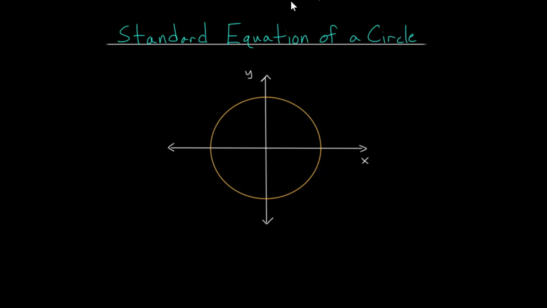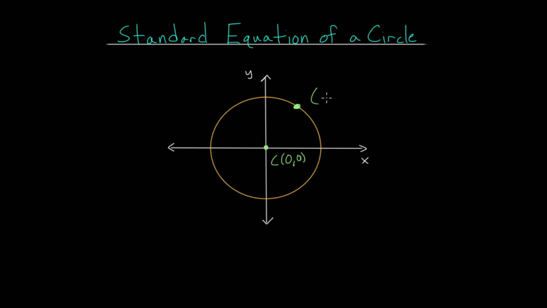In this video, I'd like to talk about the standard equation of a circle. And with deriving this equation, it's simplest to start with a circle where the center is at the origin. Now, when we want to come up with an equation for this circle, we want to consider some point on the circle. So let's just pick some random point.